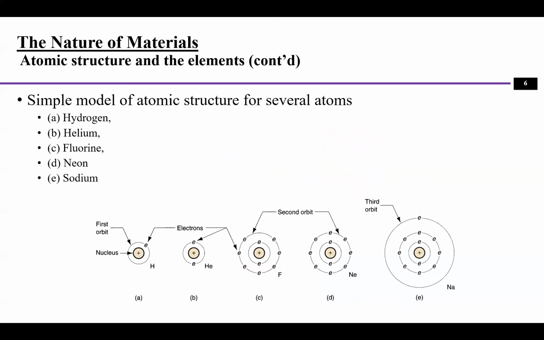If you look at this picture, then we can see some simple structures of atoms, right? From hydrogen to helium and also other elements. And so typically you have this nucleus in the middle, and then with different orbits, there will be different numbers of electrons.